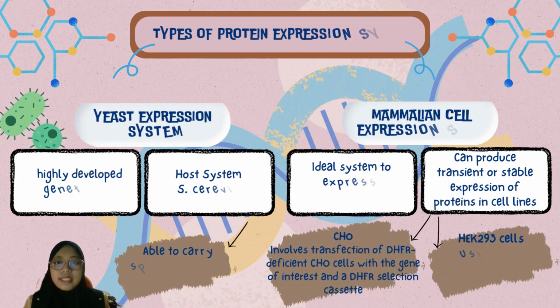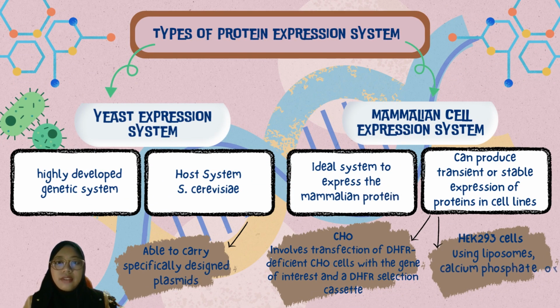For yeast expression systems, it is a highly developed genetic system, as S. cerevisiae is an attractive organism for the expression and production of recombinant proteins. Yeast is able to carry specifically designed plasmids. This ability is valuable in recombinant protein expression systems. The plasmid used consists of restriction sites that can be used to insert the gene sequence of interest, and transformation of yeast with the plasmid produces the desired protein and can be appropriately scaled up.